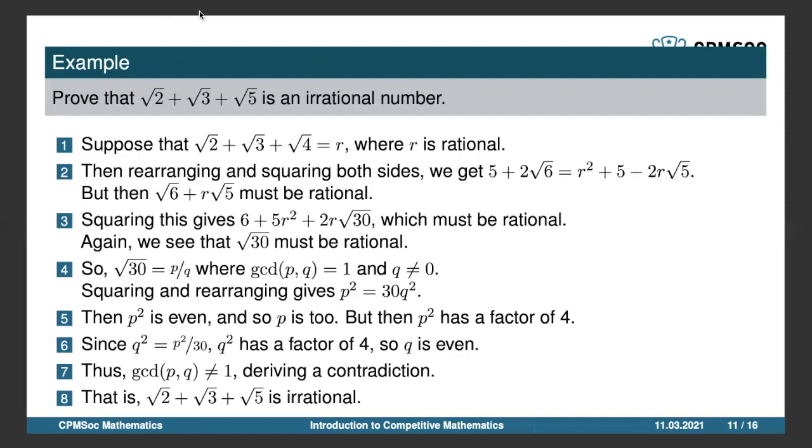I think it may have been written in the wrong order. It should say q squared has a factor of 2, so q is even. Yeah, let me change that. I mean, it works, but I'll change that in the slides for when we upload them as well. Yeah, it's a correct statement, but a little unclear, yeah.